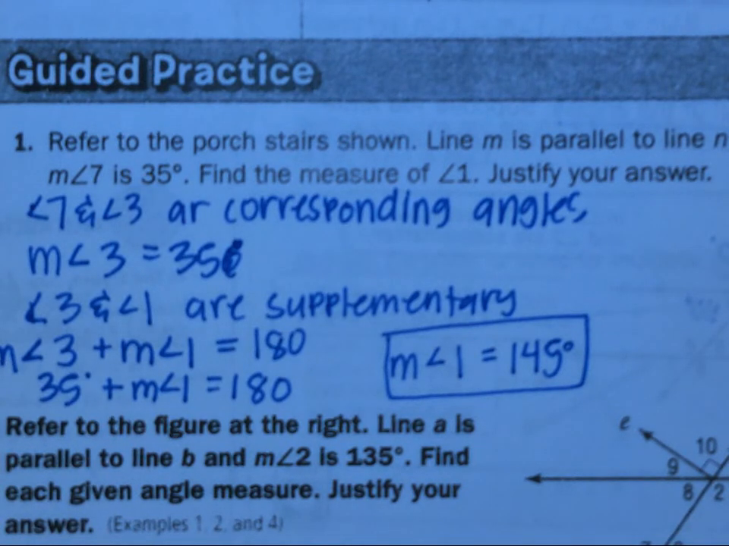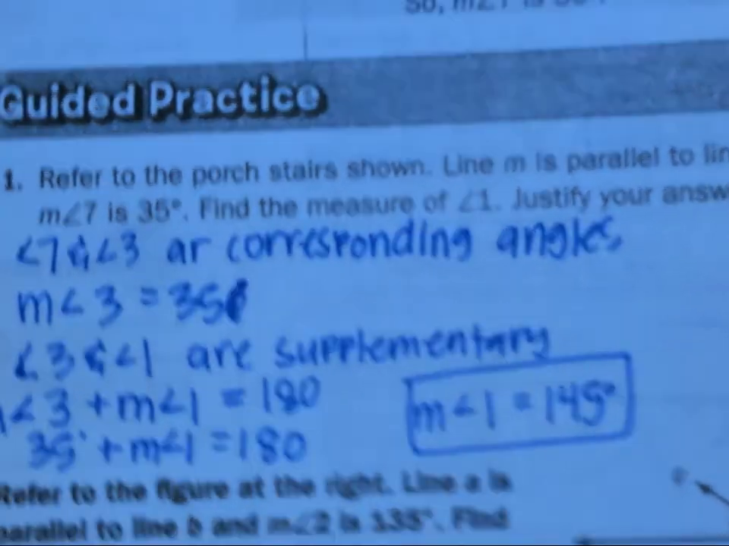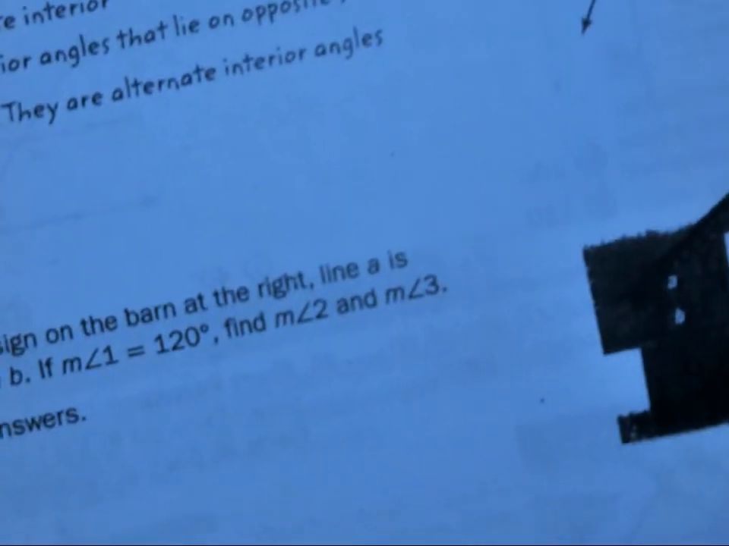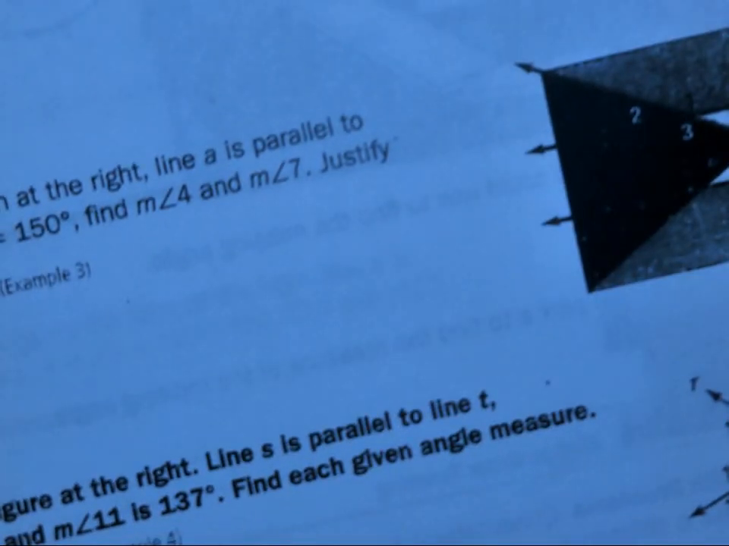All right, I want y'all to try to get through number 12 for homework, and then you'll do the rest tomorrow in class. So try to get 1 through 12 finished for homework. Number 9 you can skip. So 1 through 12, but skip number 9.